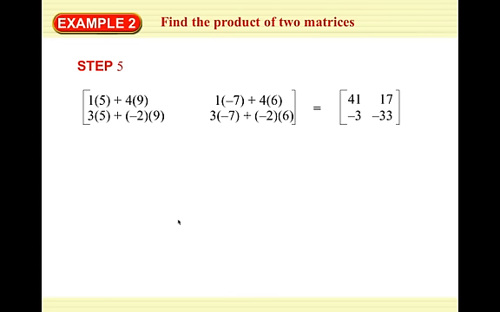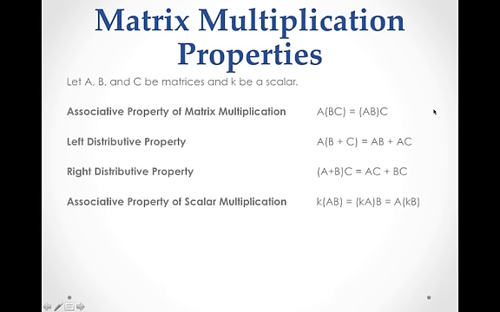All right, so now we're going to simplify. 5 plus 36 is 41. Negative 7 plus 24 is 17. 15 plus negative 18 is negative 3. Negative 21 plus negative 12 is negative 33. So that's our product.